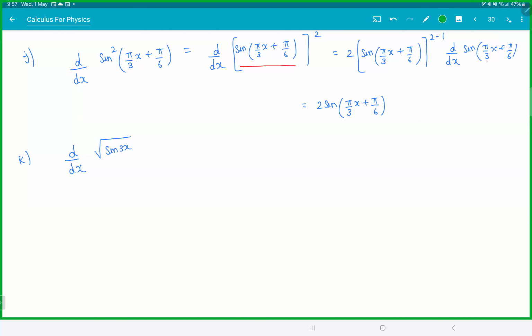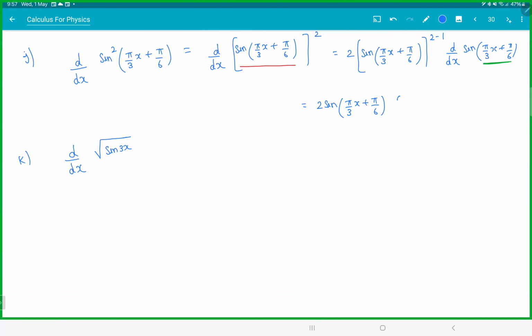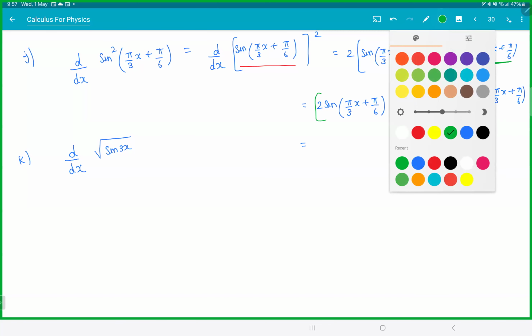Now this is sine of something, that is sine of a function again. So the derivative of sine is cos of pi by 3x plus pi by 6. Now differentiate whatever is inside, which is pi by 3x plus pi by 6. So this is again 2 sine A cos A. If you look at this whole thing, this is like 2 sine A cos A.